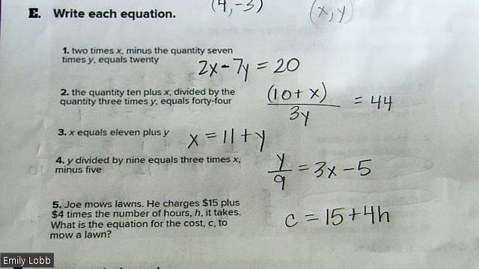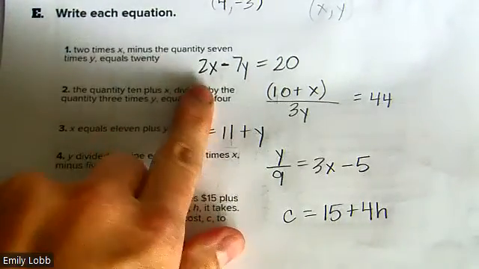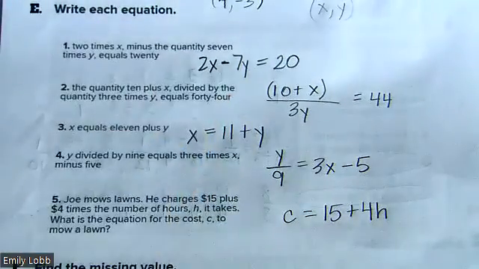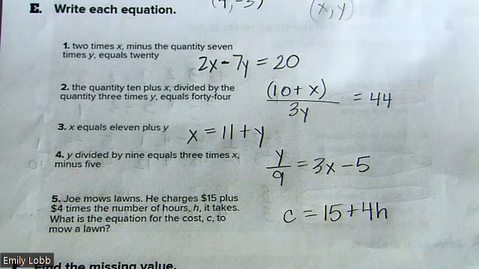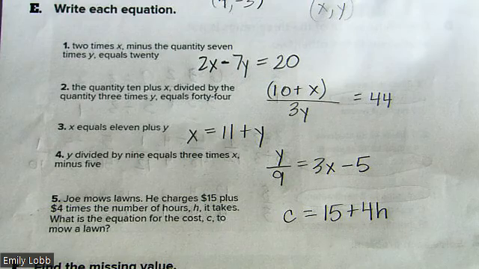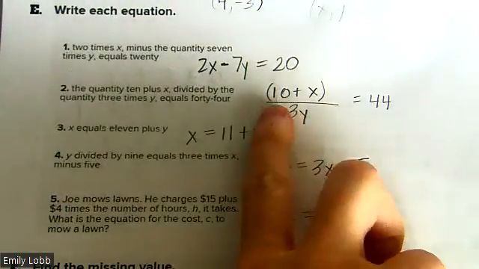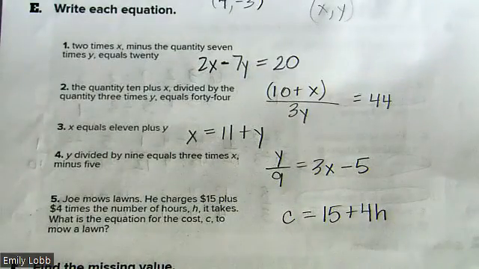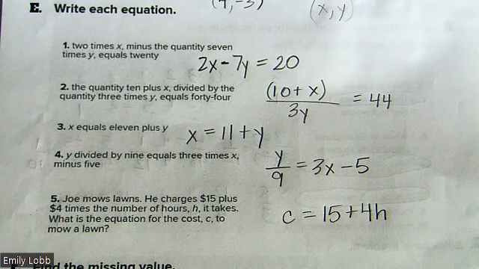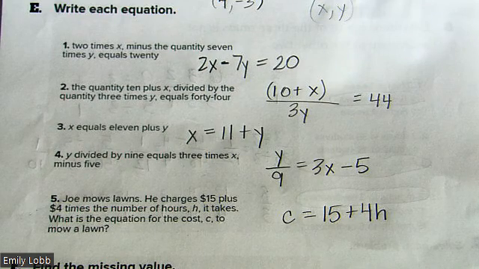That's okay. I'll just run through them one more real quick. So we had 2 times x, we write them next to each other, 2x minus 7 times y. We write the letters and the number next to each other, 7y equals 20. The quantity 10 plus x, we wrote like this, divided by the quantity 3 times y. We put 3y below our fraction bar. Remember, we're going to show division with a fraction bar, and then that equals 44 was pretty straightforward.